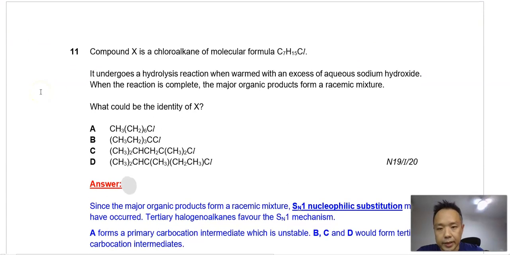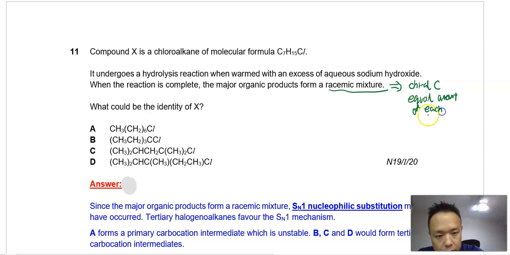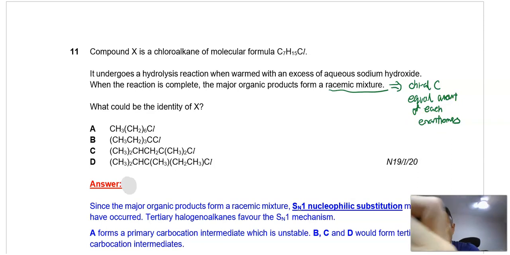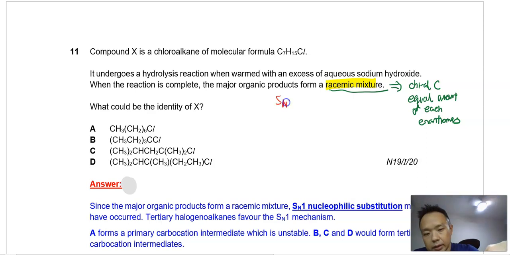In question 11, compound X is a chloroalkane of molecular formula C7H15Cl. It undergoes hydrolysis when warmed with excess aqueous sodium hydroxide. When the reaction is complete, the major organic product forms a racemic mixture. So recall, racemic mixture means that you must have a chiral carbon and an equal amount of each enantiomer. And recall what kind of halogenoalkanes give a racemic mixture. It must undergo an SN1 type of reaction.